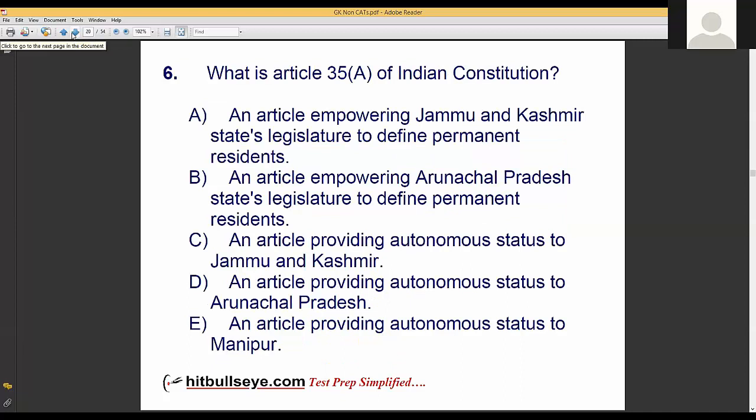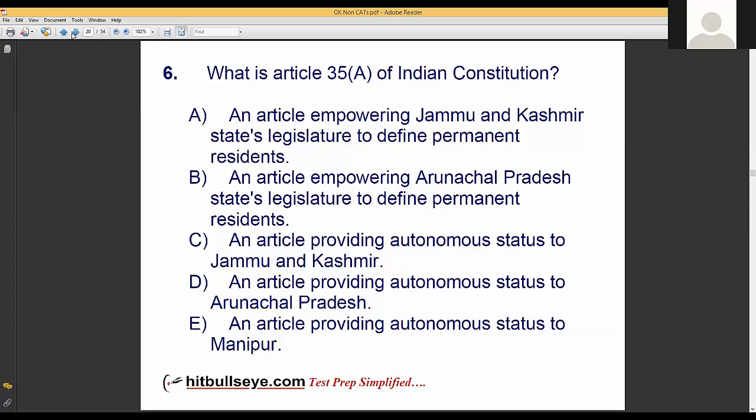Next, what is Article 35A of the Indian Constitution? So again, is this a question from current affairs or static GK? The answer to this particular question is option number A. It is an article empowering Jammu and Kashmir State's legislature to define permanent residents. Now this question was asked in CSAT, which was held in 2018.